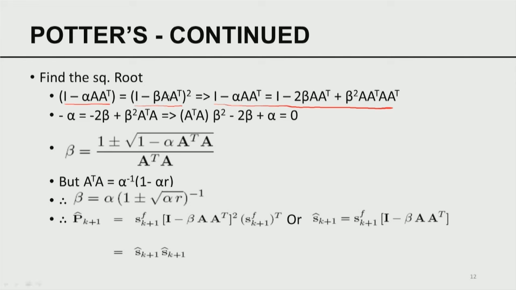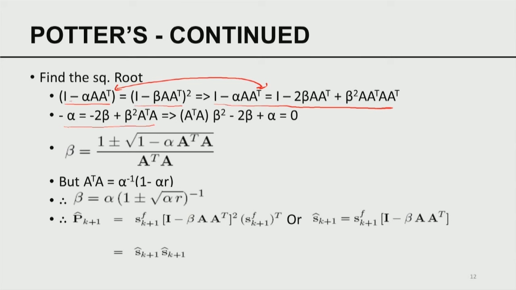So this relation essentially implies I minus alpha A A transpose is equal to I minus 2 beta A A transpose plus beta square A A transpose A A transpose, because of the square involved. So I would like to find a relation between alpha and beta. By equating these two, I would like to express beta in terms of alpha, and that gives rise to the relation that alpha and beta must satisfy.